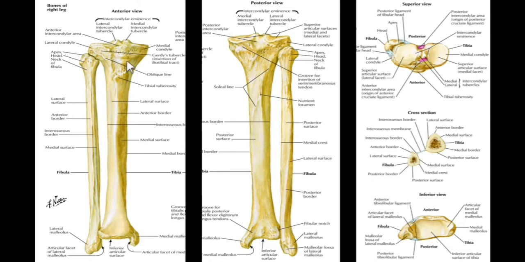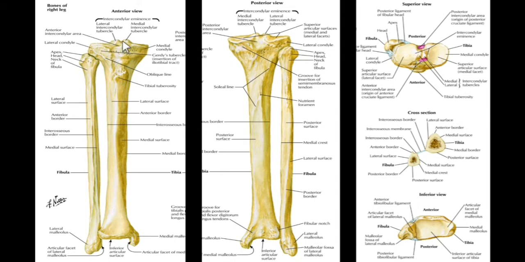Going into the detail of the upper end, the following structures are going to be identified in these diagrams. The two condyles are the medial condyle and the lateral condyle. In this anterior view, this one shows the medial condyle, which articulates with the medial condyle of the femur, and this one is called the lateral condyle, which articulates superiorly with the femur and inferiorly with the head of the fibula.